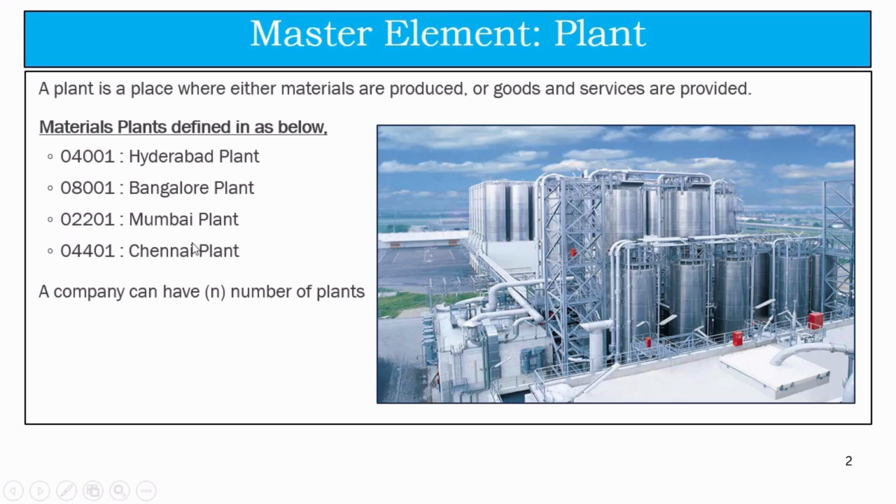For example, you have plants defined as, like, one plant in Hyderabad, one plant in Bangalore, one plant in Mumbai, one plant in Chennai. This can be one company with all four plants, or one company for each plant, or one company with two plants, and so on and so forth. Based upon how the company organizational structure is set up, you'll have a number of plants assigned to each company.